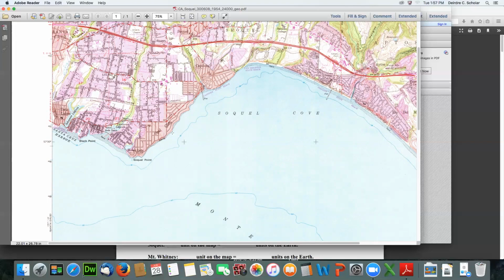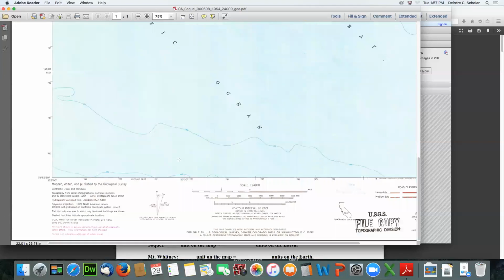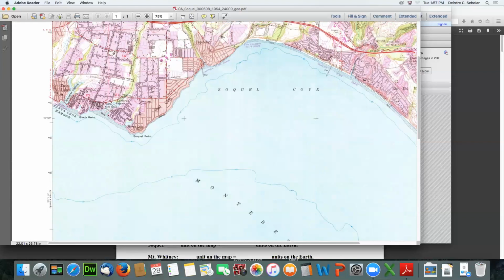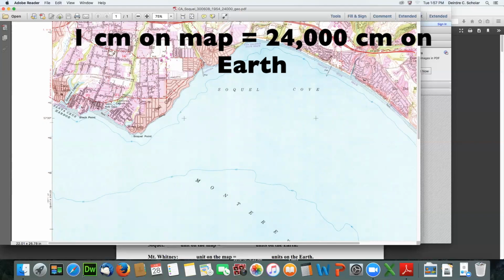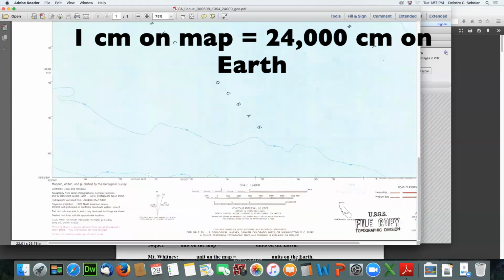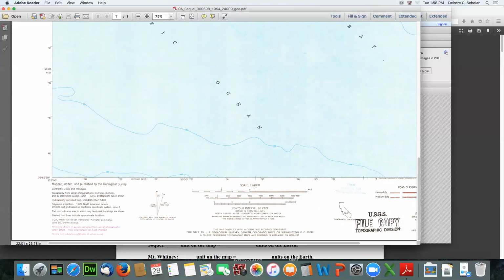But whatever unit of measurement we use on the map, one of those is going to equal 24,000 of the same units on the Earth's surface. If we were to measure in centimeters, say we make a measurement with a ruler of 1 centimeter on the map, again, the ratio is unitless. So if we start with centimeters, our scale tells us that we stick with centimeters. In other words, 1 centimeter on the map is equal to 24,000 centimeters on the Earth's surface.